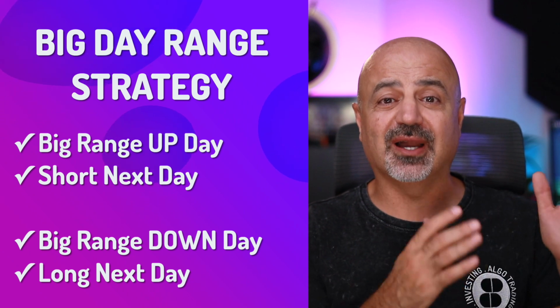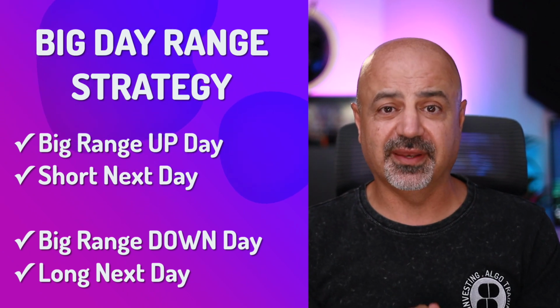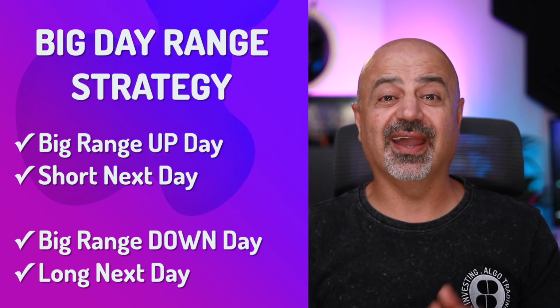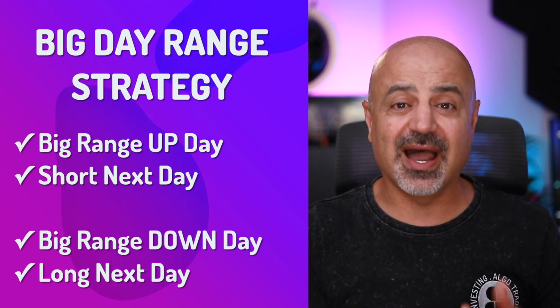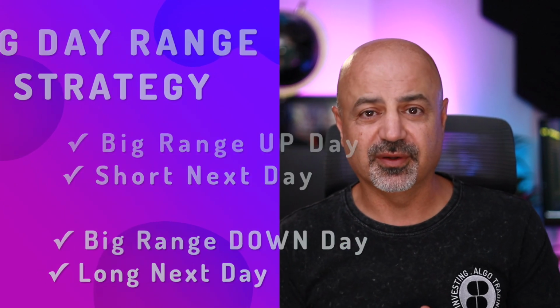So now we need to test our theory that when we have a big range up day, we want to short the next day, and when we have a big range down day, we want to go long the next day. We're basically playing the opposite. So let's test our theory and see if we can make a strategy out of it.